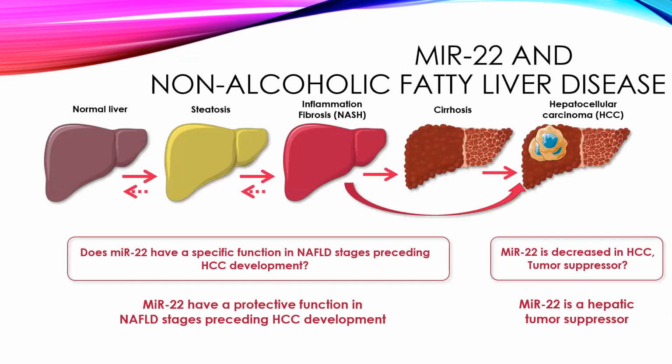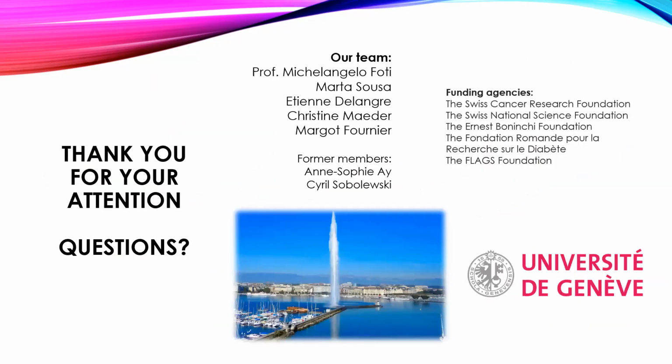So just as a brief summary of it all, for the first question, we can say that microRNA-22 indeed has a protective function against NAFLD progression from one stage to the other. And when it comes to hepatic tumors, microRNA-22 seems to have a hepatic tumor suppression function. So therefore, when it's lost, this accelerates tumor development in the liver.